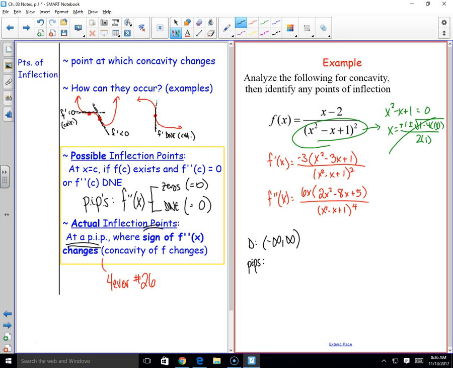Pips. All right, let's take the second derivative. Top equal to 0, bottom equal to 0. Wait, can the bottom equal 0? Let's see. Isn't it the same bottom that we just checked? Yeah. So the bottom can't equal 0. No DNEs. Does that make sense? It's the same denominator from the original. So forget the bottom. But the top, ooh.